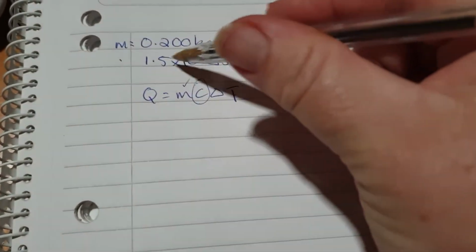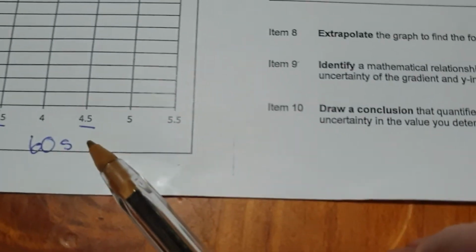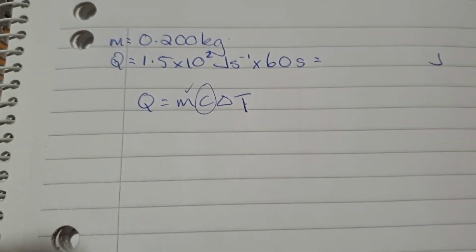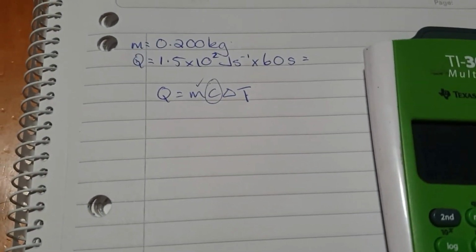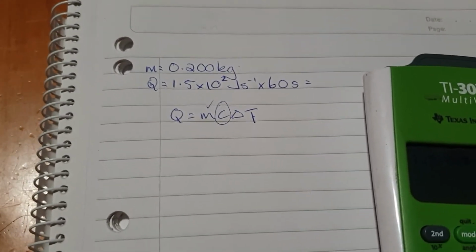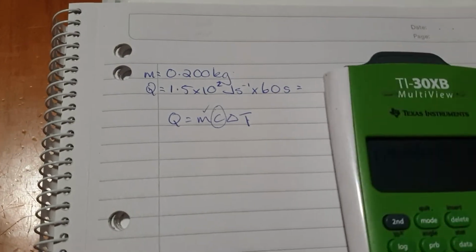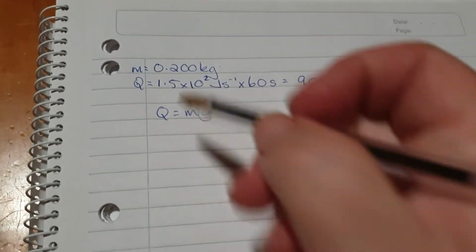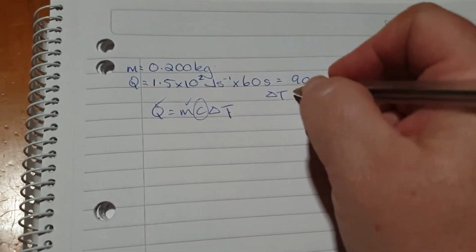So if I'm heating at that rate for 1 minute, times 60 seconds, that's going to give me the number of joules for my Q. So 1.5 times 60. Oops, forgot to put in the by 10 to the 2. 9,000. So we got 9,000 joules. So now I've got Q, and the temperature change we read off the graph for that 1 minute was 20 degrees.